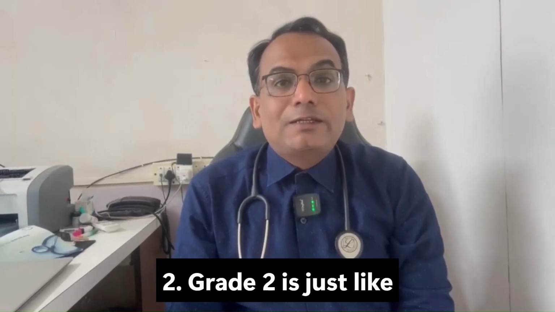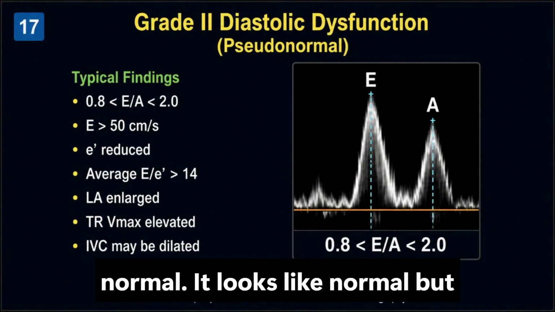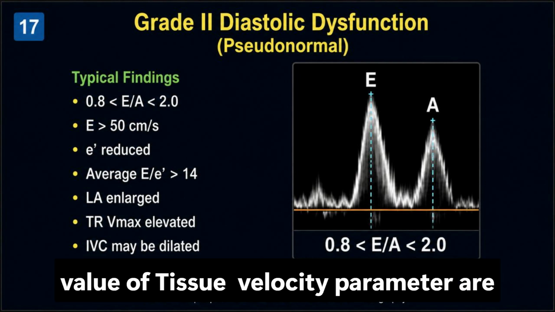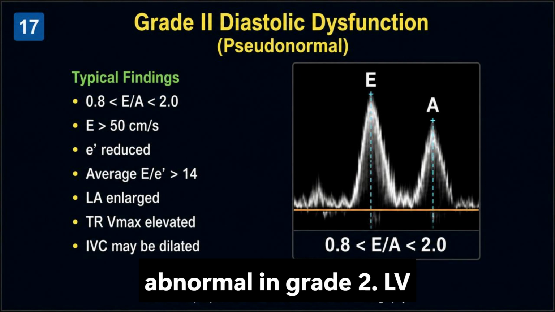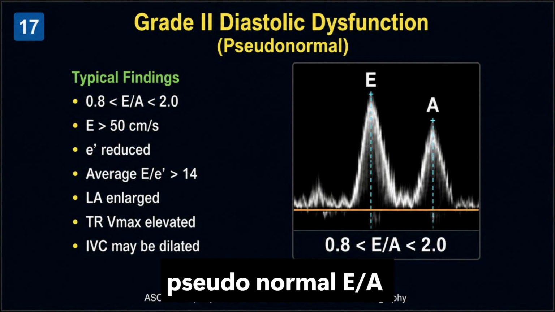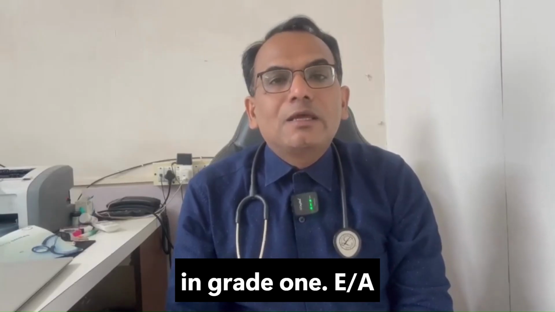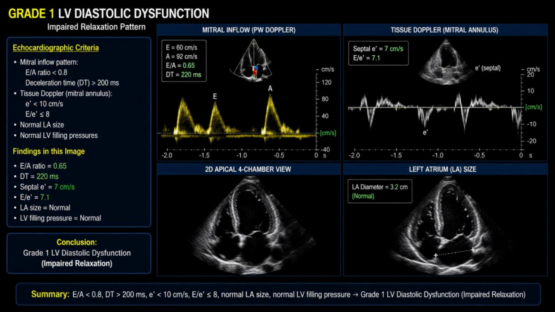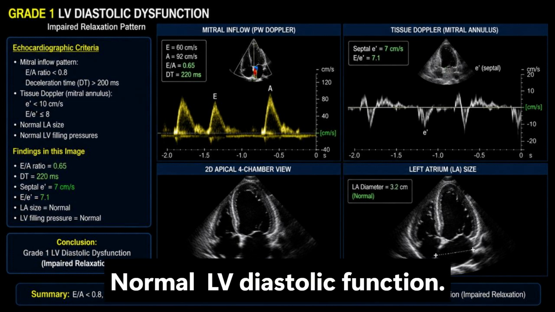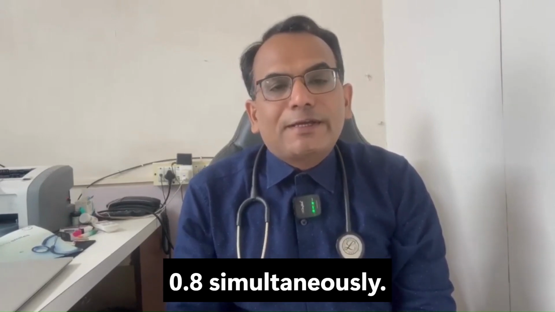Then between grade 1 and grade 2 is just like normal. That's why it's called pseudo-normal. It looks like normal, but it is not normal, because the tissue velocity parameters are abnormal in grade 2 LV diastolic dysfunction, that we call pseudo-normal. E by A is 0.8 to 2, and in grade 1 E wave is less than A wave and E by A is less than 0.8. In normal LV diastolic function, E by A is more than 0.8.